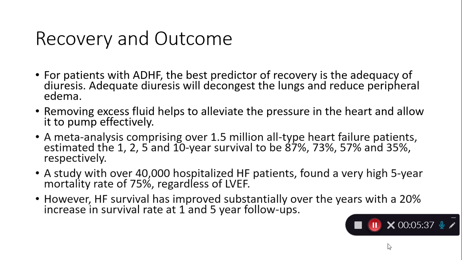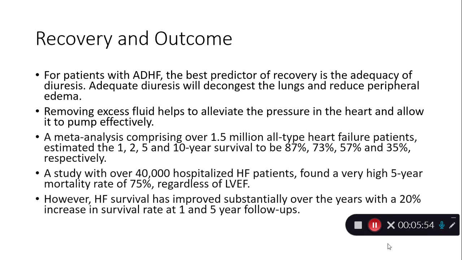For patients with acute decompensated heart failure, the best predictor of recovery is the adequacy of diuresis. Adequate diuresis will decongest the lungs and reduce peripheral edema. Removing excess fluid helps to alleviate the pressure in the heart and allow it to pump effectively.